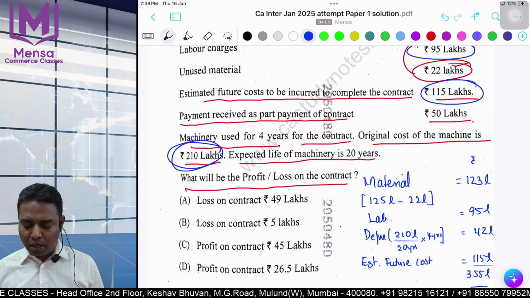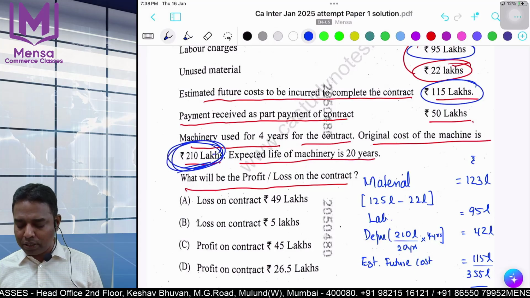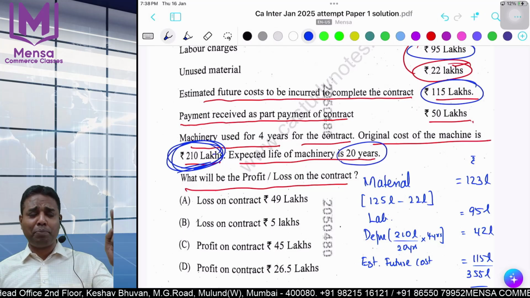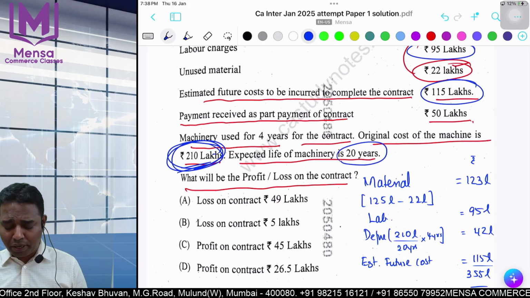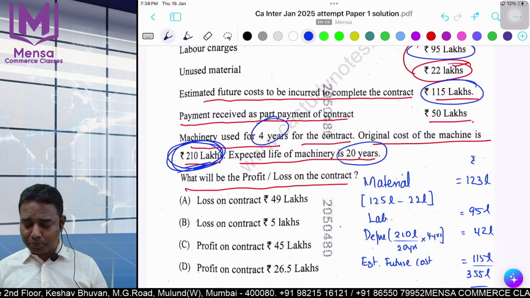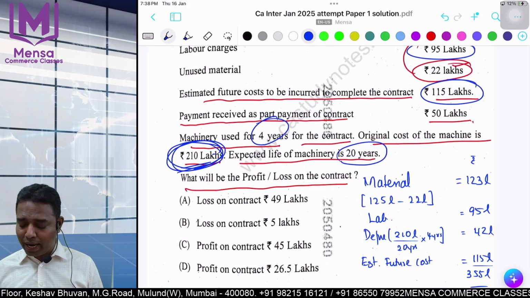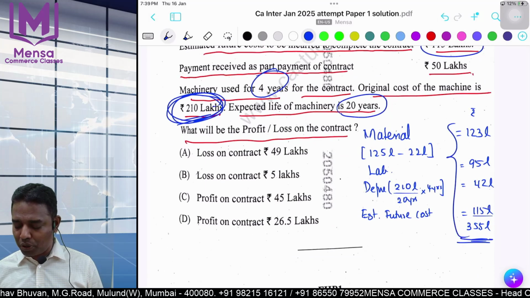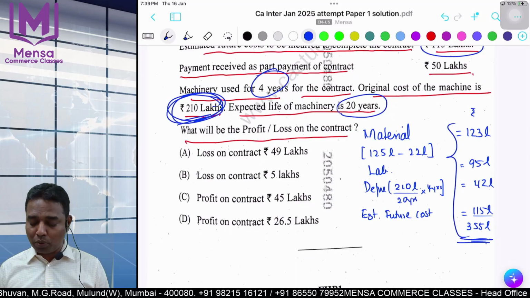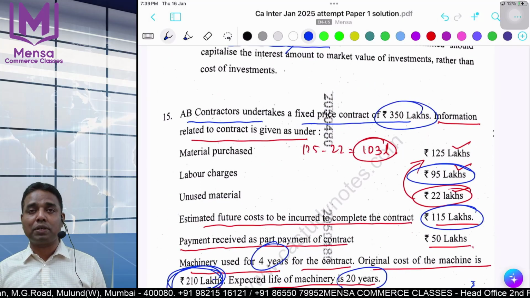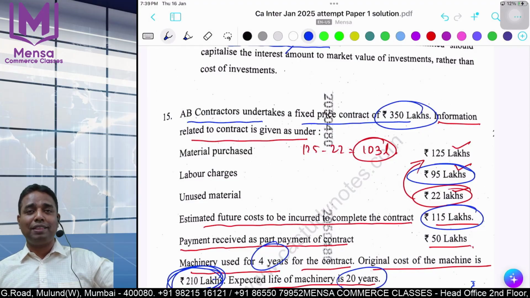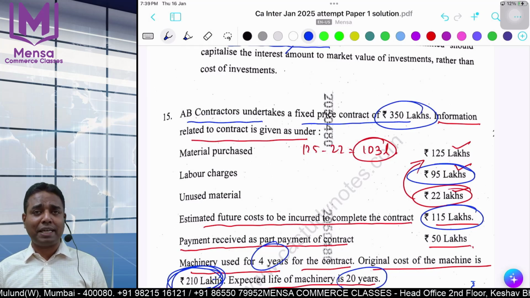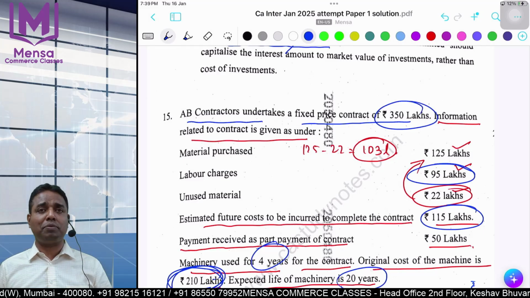The depreciation. How do you add the depreciation? 210 lakhs divided by 20 years will give you the depreciation per year, which should come to around 10.5 lakhs, into 4 years will give you 42 lakhs. You add that, so that will give you the total cost. If you see the total cost here, I have done the totaling for you, that is 355 lakhs. And what is the value of the contract? 350 lakhs. So 355 is the cost, 350 lakhs is the contract revenue expected on an overall basis. So overall, there is a 5 lakh loss.